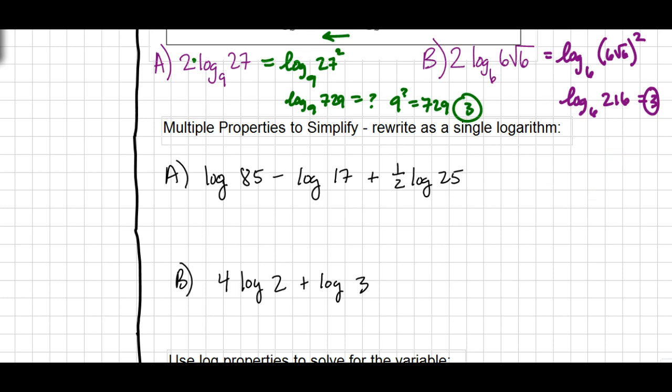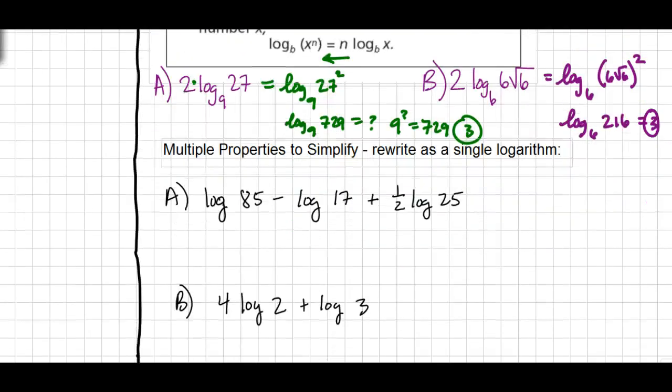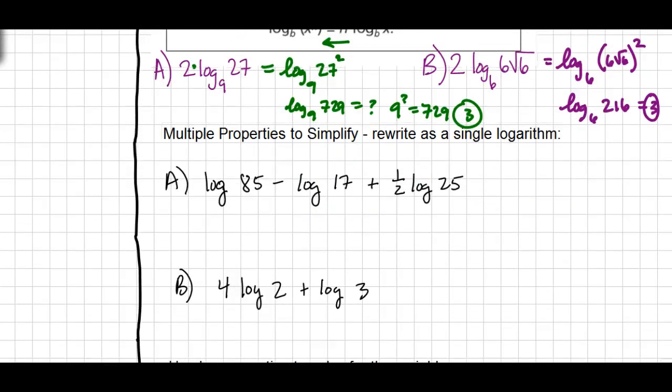So when you look at the problem, try to figure out what types of properties are happening. Clearly we've got a minus, we've got a plus, so those are two different properties I'm going to use there. Then I want to quickly scan and see if there's anything else going on. And I see right here I've got a number in front of a log. And remember that that property takes priority over the others. Always do this property, the power property, before any others. So that's what I'm going to do here.